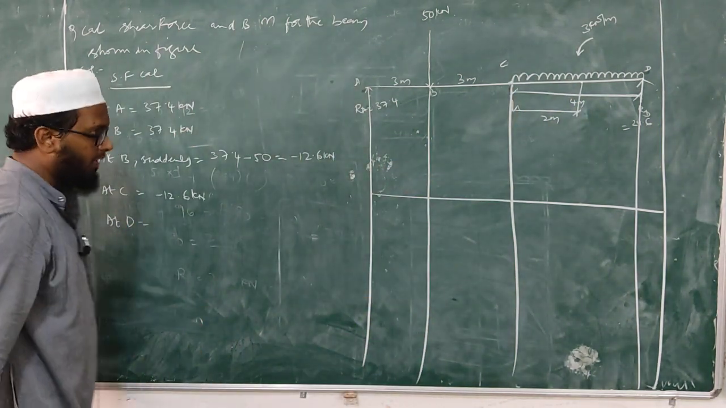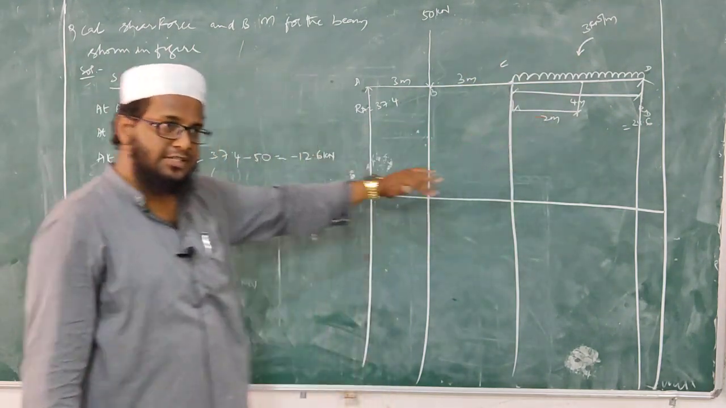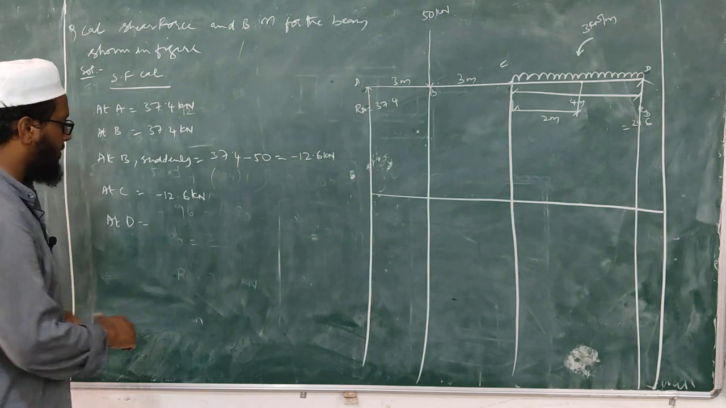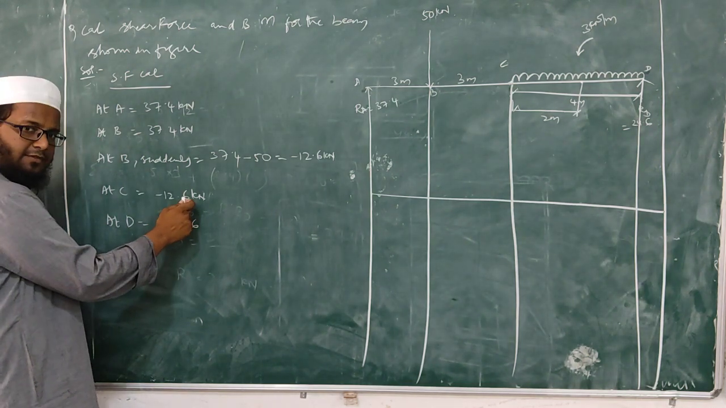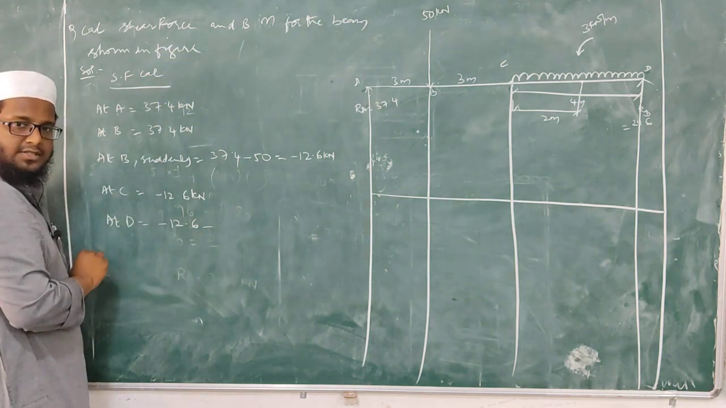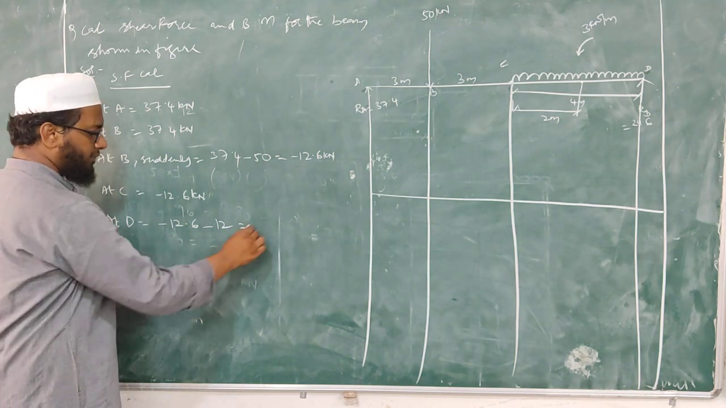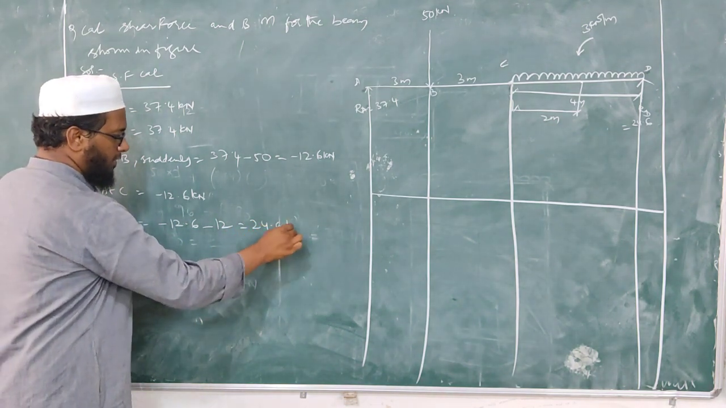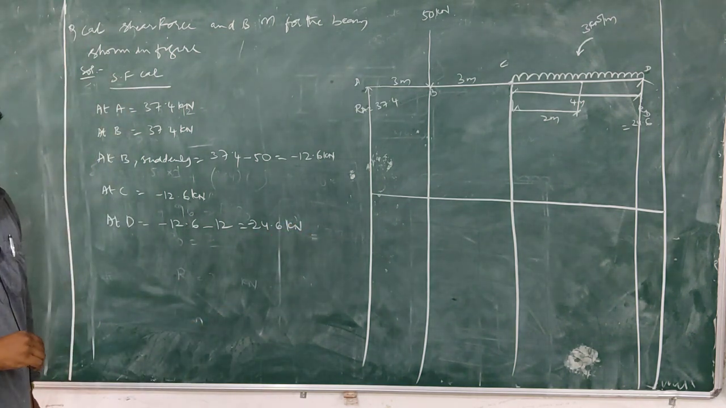We have a UDL which is going in downward direction. So what is the previous value we have? Minus 12.6 is the previous value. UDL is going in downward direction, so again minus 3 into 4, 12. What is the value? Minus 24.6 kilonewton, isn't it?